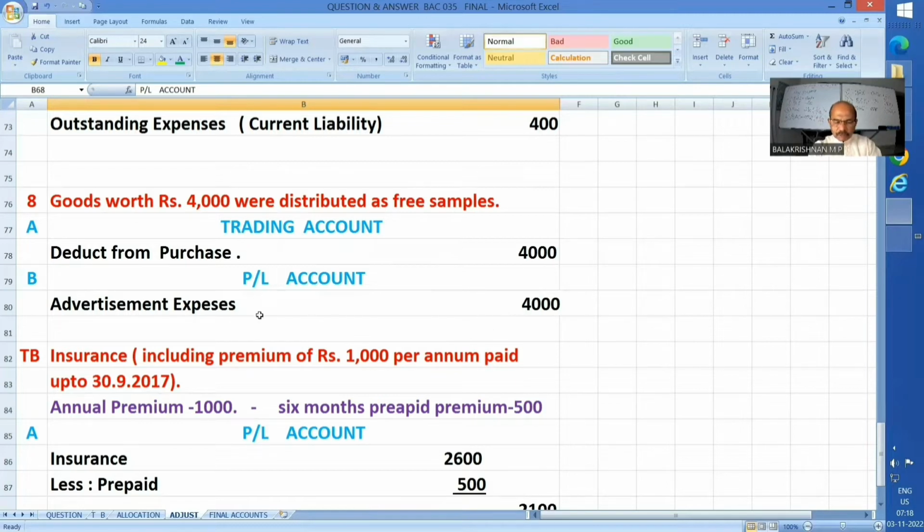Instead of cash, we have used the goods for advertising purpose. So advertisement expenses 4,000. Okay, that's all.